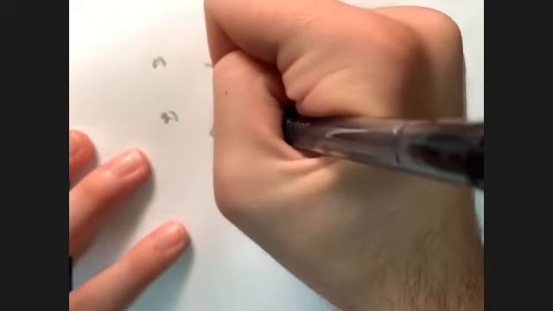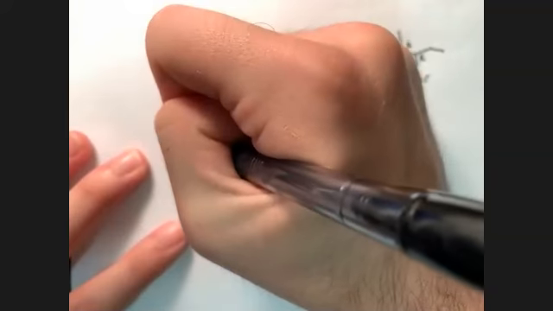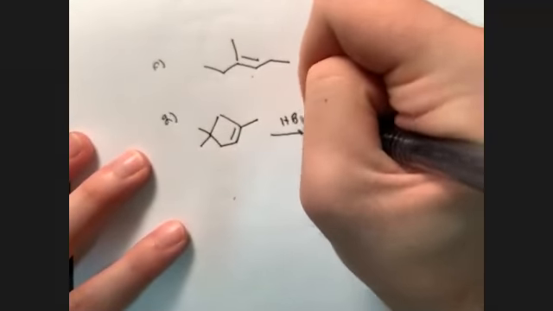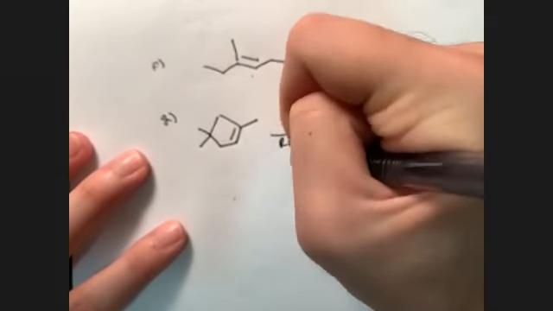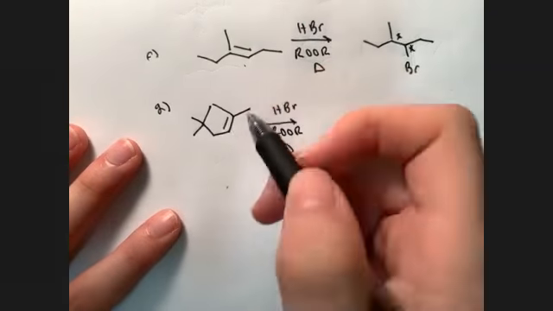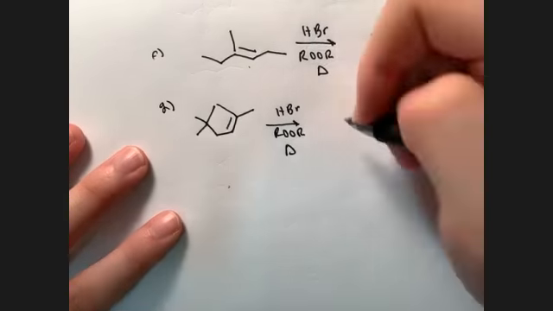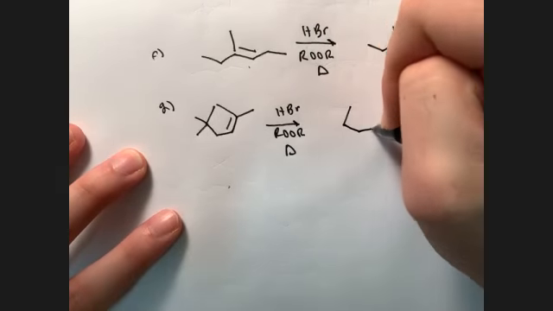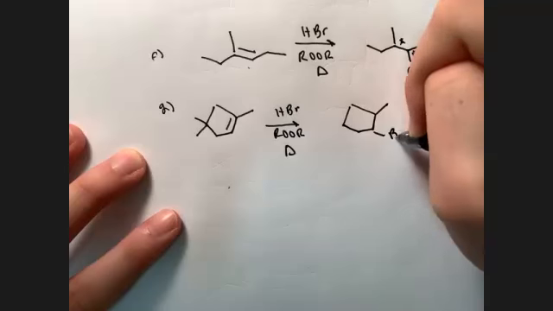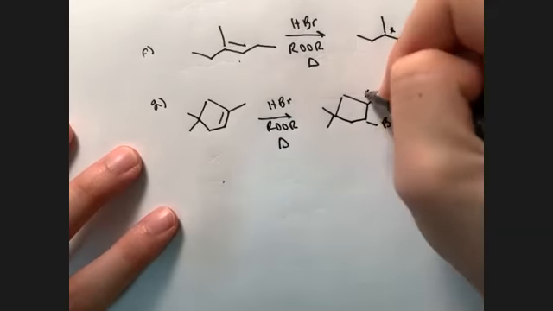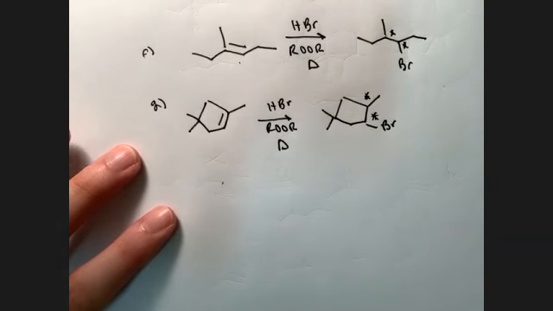Okay? So for G, we have this, and we have that, and we have HBr, ROOR, heat. Okay? Again, tertiary, this is secondary. We know we're adding on to the less substituted side, so we're going to get that, and again, we're going to get 4 major stereoisomers here. Okay, 4.